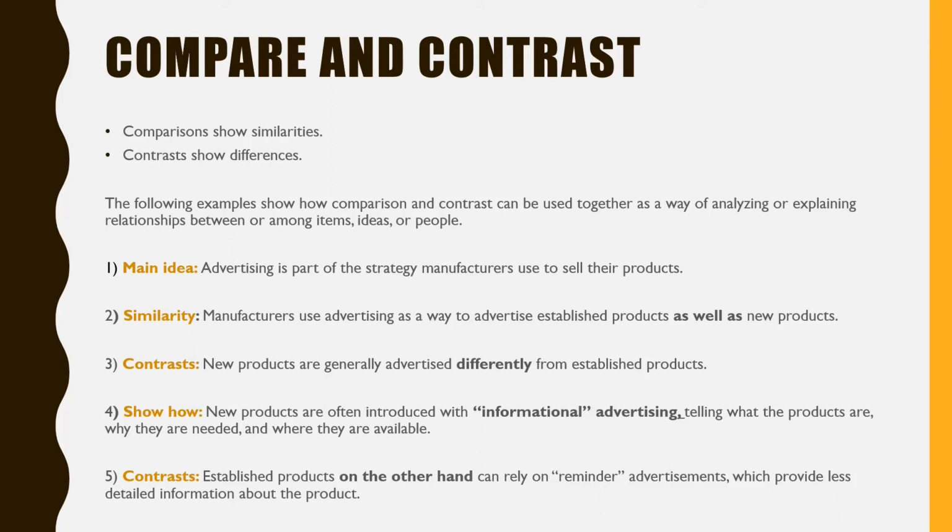Number four, show how. New products are often introduced with informational advertising telling what the products are, why they are needed, and where they are available. And finally, number five, contrasts. Established products, on the other hand, can rely on reminder advertisements, which provide less detailed information about the product.